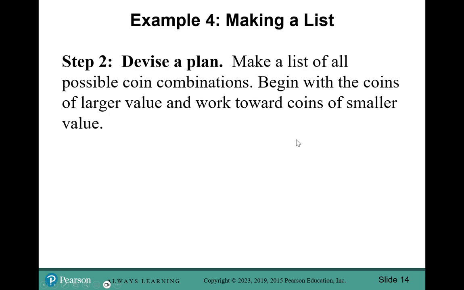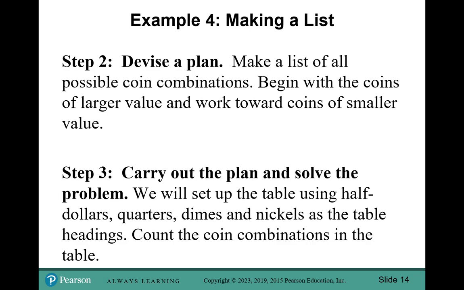So we needed to devise a plan to figure this out. We really need to make a list of all possible coin combinations. We will do this beginning with the coins of larger value and work towards the coins of smaller value. That will be the easiest way to do this problem. This can seem like a daunting task, but if you take it piece by piece, it's really not that bad.